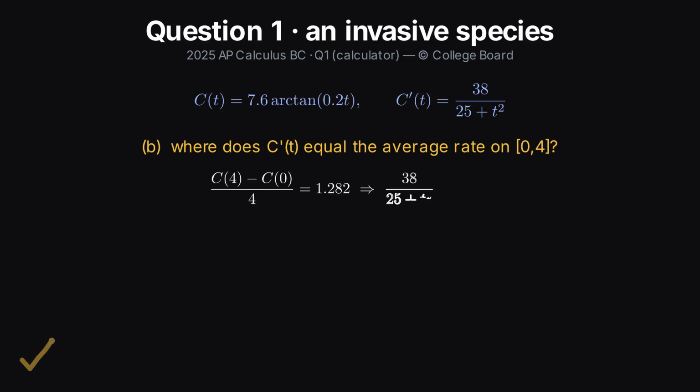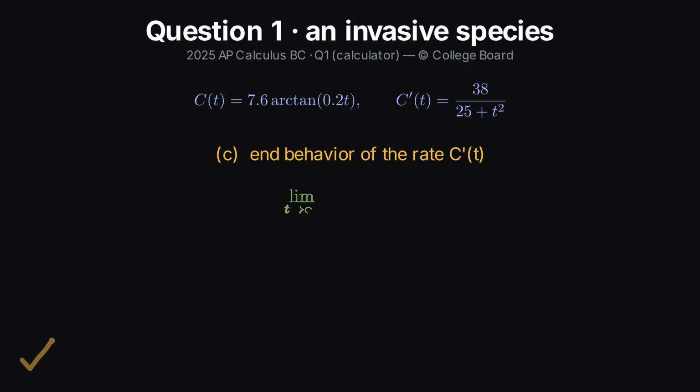Part B. The average rate of change over 0 to 4 is 1.282. Set the rate equal to that, 38/(25 plus t squared) equals 1.282, giving t about 2.154. Part C. The end behavior of the rate is the limit as t goes to infinity of 38/(25 plus t squared), which is 0.